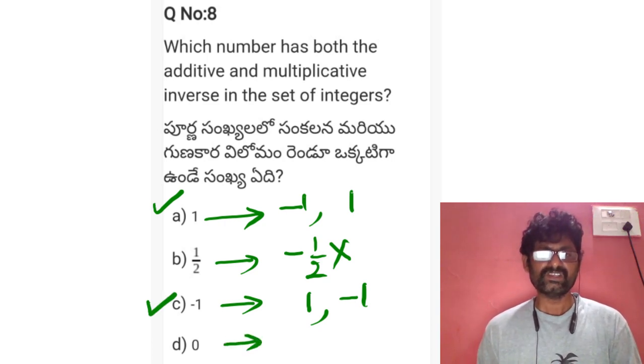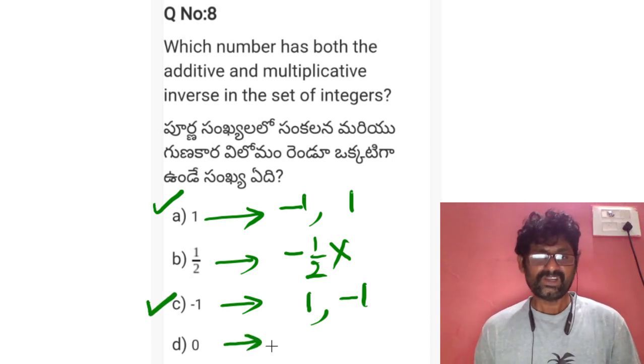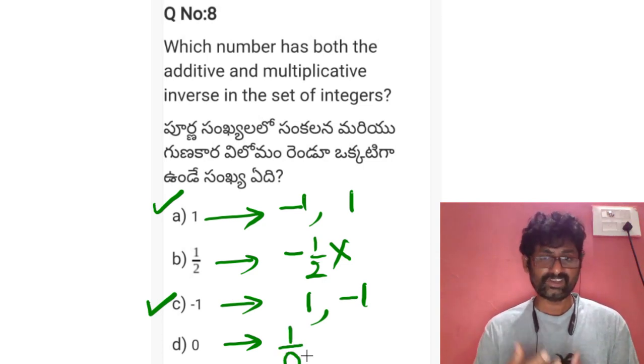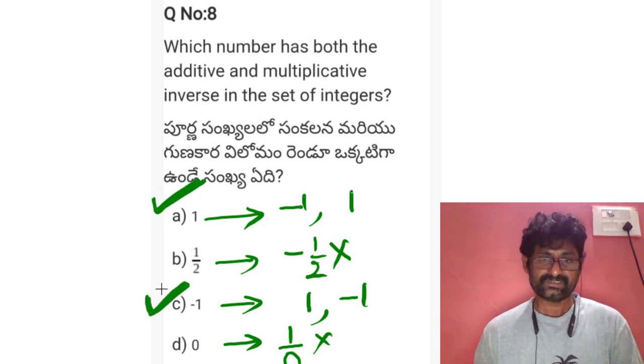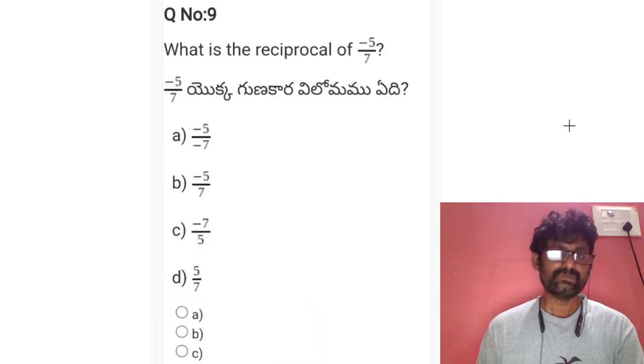Now option D, for 0, the multiplicative inverse, that is 1 by 0, does not exist. So for this problem, option A and option C both are correct. Right, let's go to the next problem.